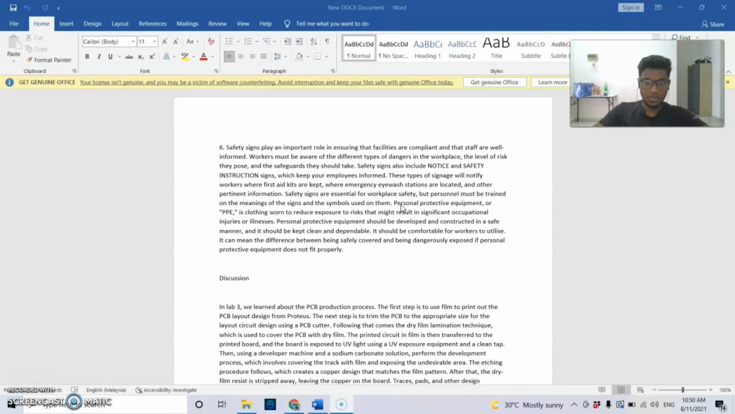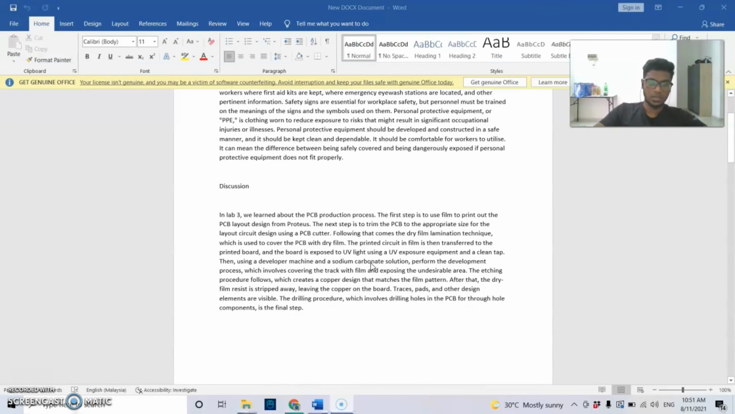Personal protective equipment, or PPE, is clothing worn to reduce exposure to risks that might result in significant occupational injuries or illness. Personal protective equipment should be developed and constructed in a safe manner, should be kept clean and dependable. It should be comfortable for workers to utilize. It can mean the difference between being safely covered and being dangerously exposed if personal protective equipment does not fit properly. So this is the discussion part.